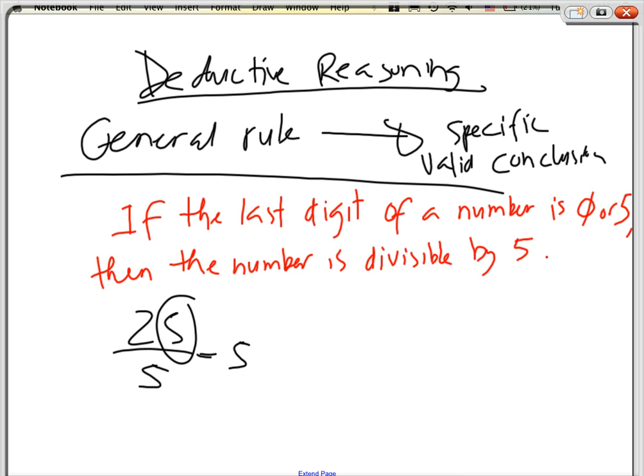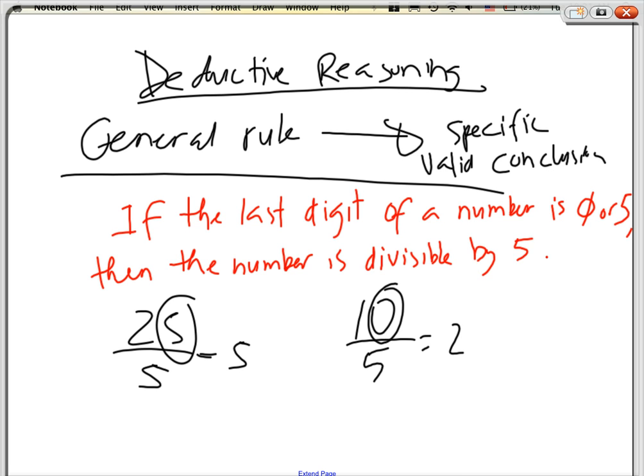Anything else you want me to prove? Yes. 10, yeah. 10 ends in 0. Is it divisible by 5? Indeed. These are specific examples because you're just using deductive reasoning logic. Okay? You just prove that, hey, based on this rule right here, any number that ends in 0 or 5 will be divisible by 5.